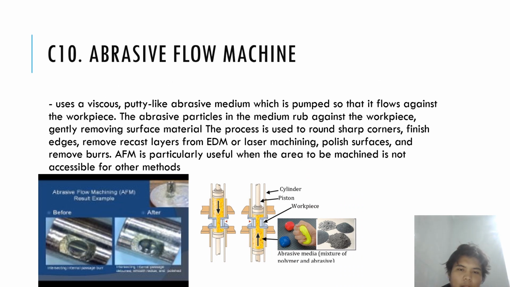Abrasive flow machining is pretty hard to explain, but it uses an abrasive medium which is pumped through the workpiece. The abrasive particle medium rubs against the workpiece, gently removing surface material. The process is used to round sharp corners and remove burrs. Burrs, if you know, appear when you're cutting something and it's not smooth. So this is the video.